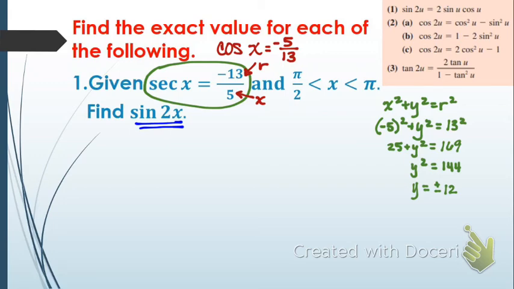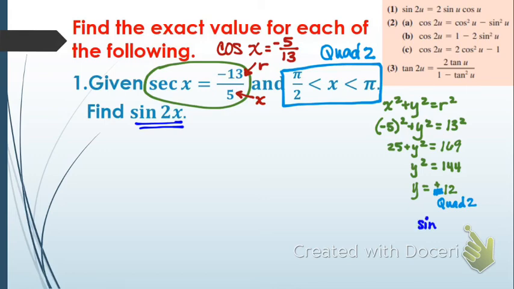Did they give me enough information that I can make a decision on that? Yes. They told me right here what? It's in the second quadrant. So do I want the positive 12 or the negative 12? Second quadrant, my y values are positive. So what is the sine value for x then? Everybody's being so quiet. 12 over 13. Okay, so I've got those pieces.